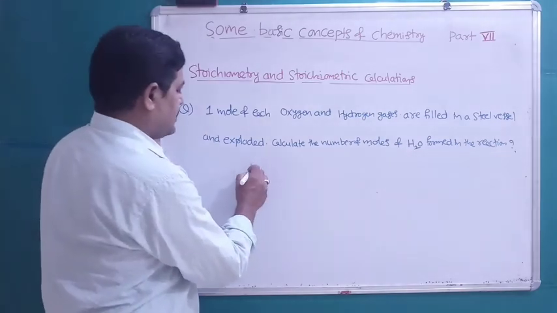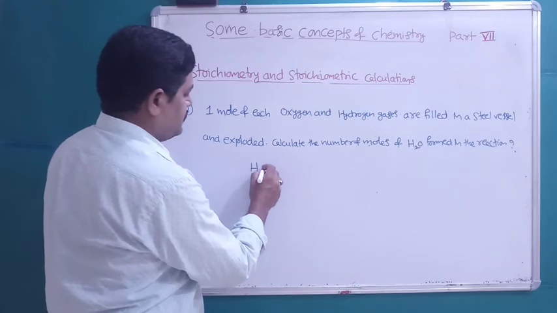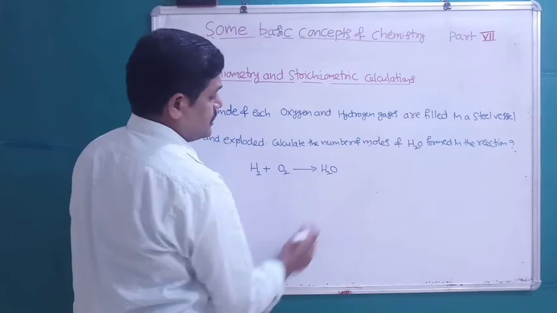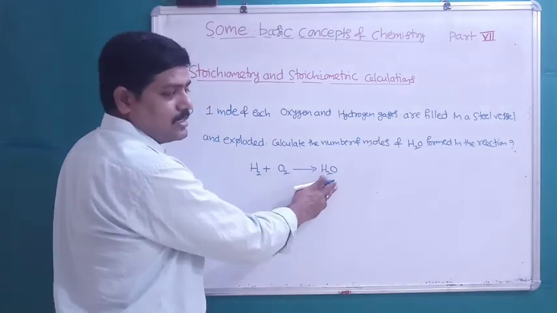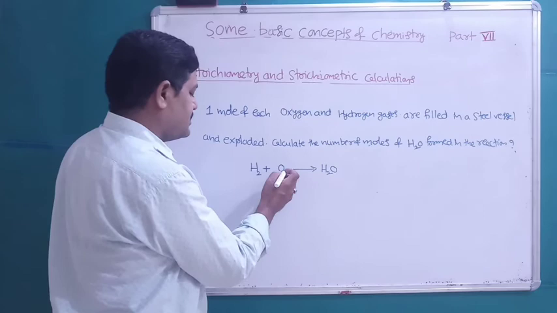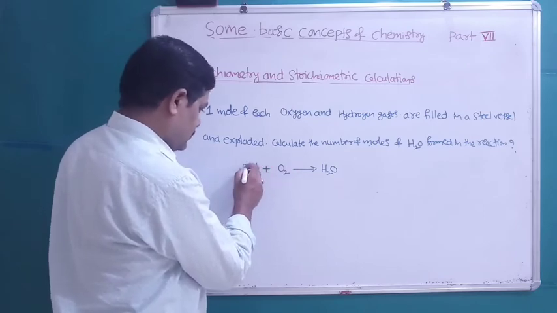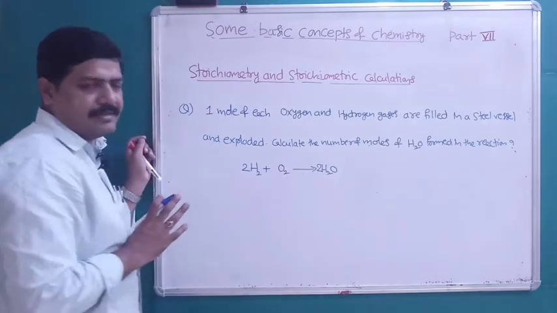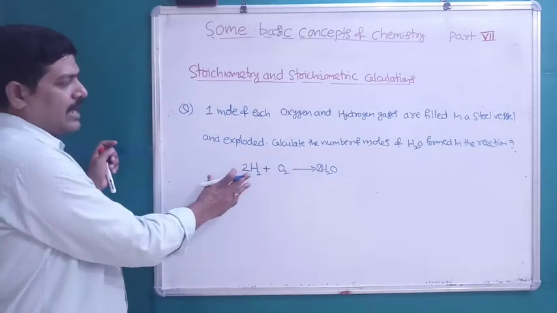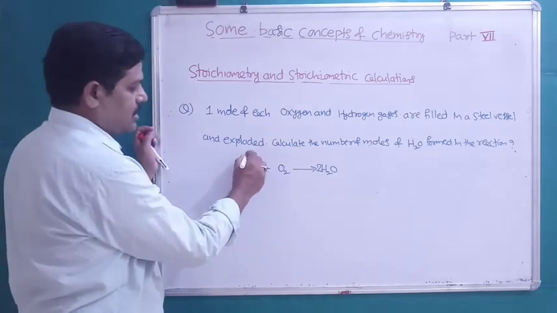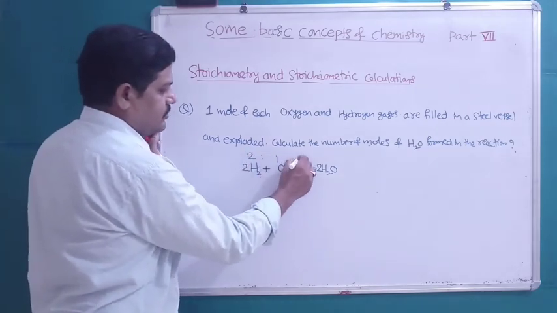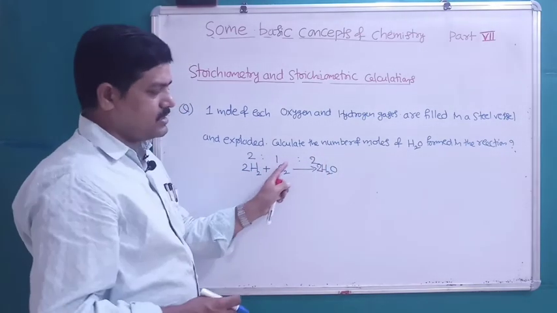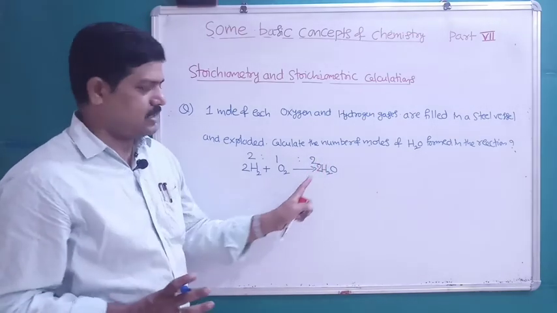So first let us write the balanced equation. H2 plus O2 gives H2O, right? We can balance this equation like 2H2 plus O2 gives 2H2O. This is the balanced equation, right? So from the balanced equation, the mole ratios are 2:1:2. 2 moles of hydrogen react with 1 mole of oxygen, which gives 2 moles of water, right?